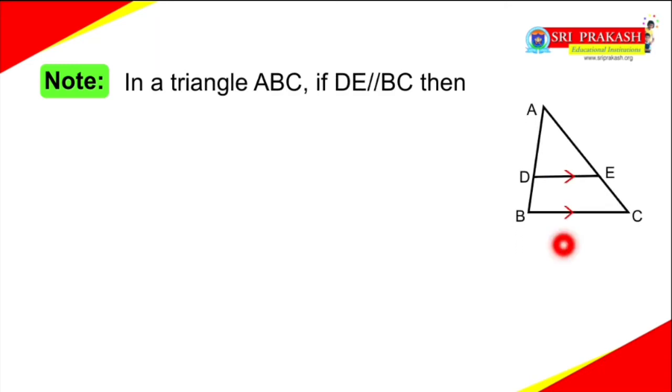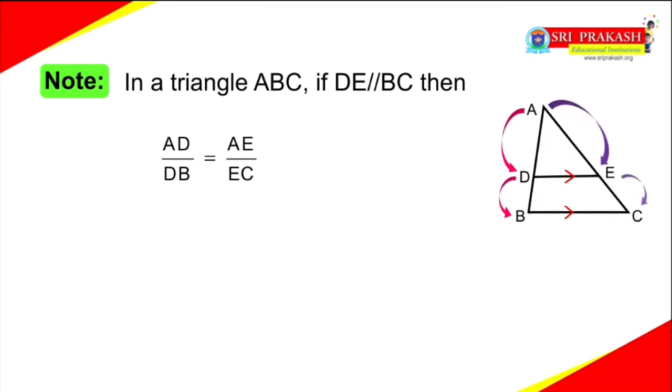Note, children, in a triangle ABC, if DE is parallel to BC, then according to the BPT, AD by BD is equal to AE by EC. Children, the reciprocals of these ratios are also equal. They are DB by AD is equal to EC by AE.